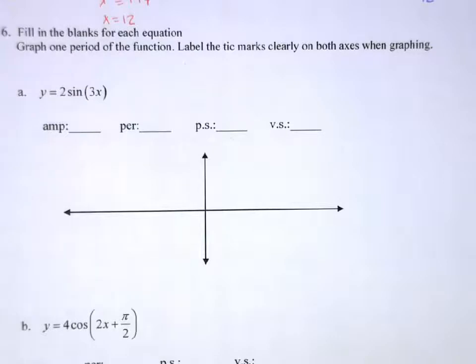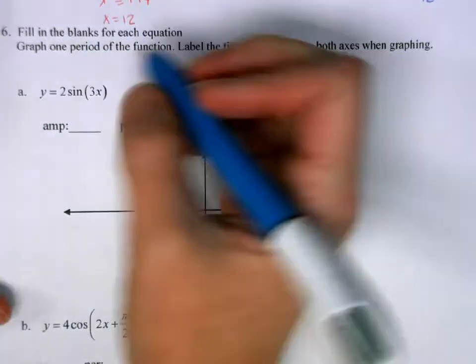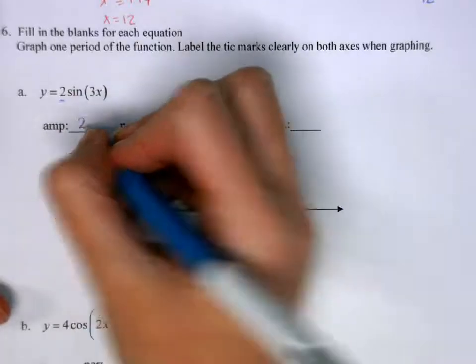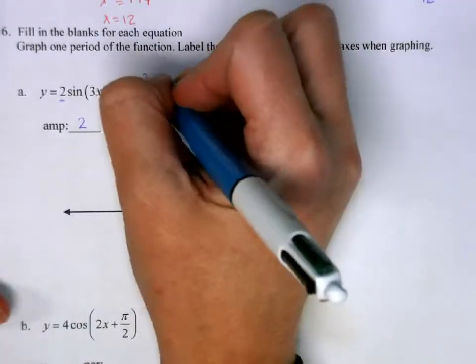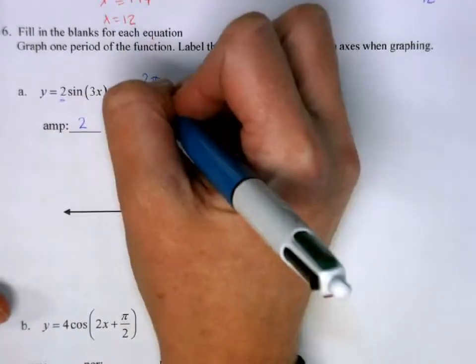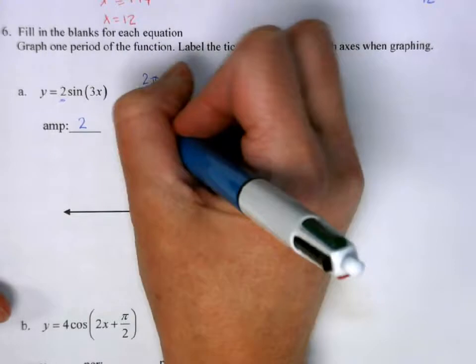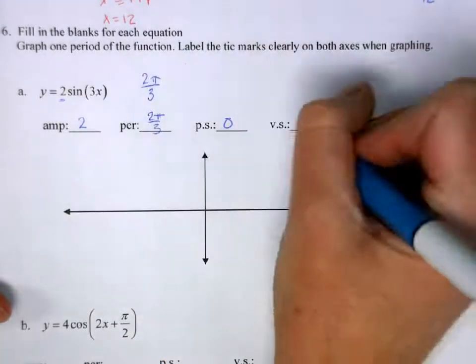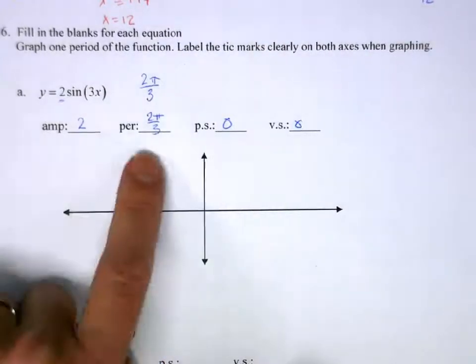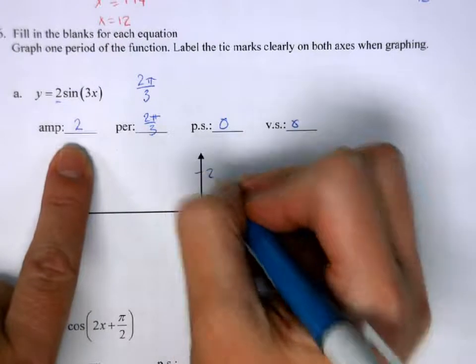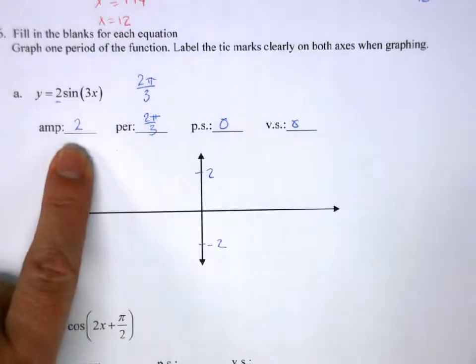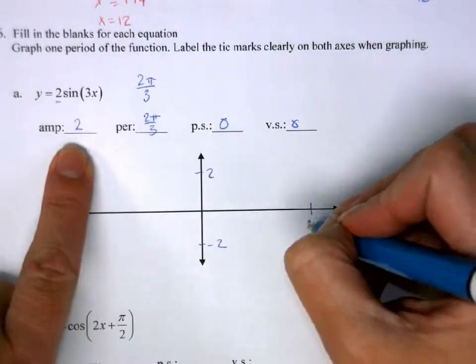Next, we are going to graph. On our graphs, you need to do one cycle and have our 5 distinct points. So amplitude is that value 2. Period is 2 pi over b, which in this case is 3. This one does not have a phase shift or a vertical shift. So for the amplitude, I'm just going to go up 2, down 2. For my period, I'm going to go out here at 2 pi over 3.